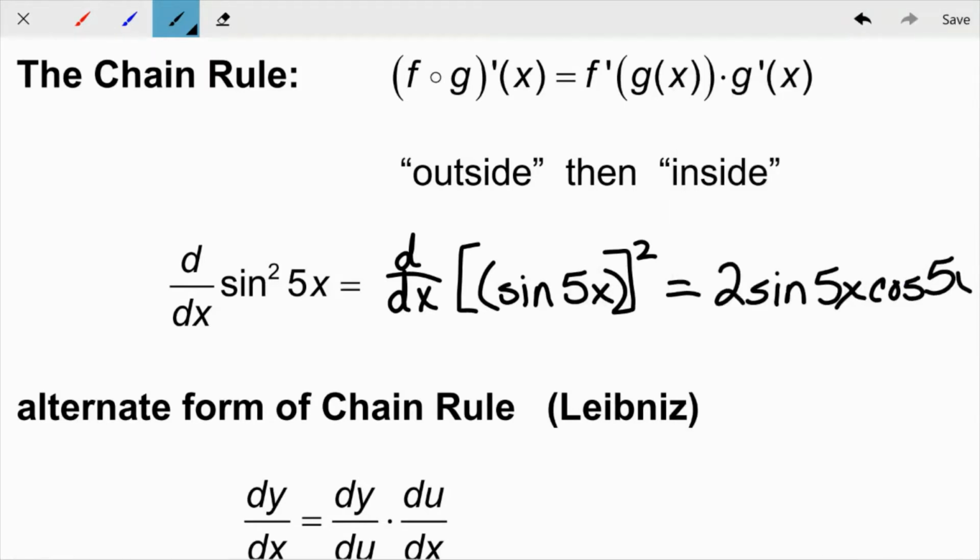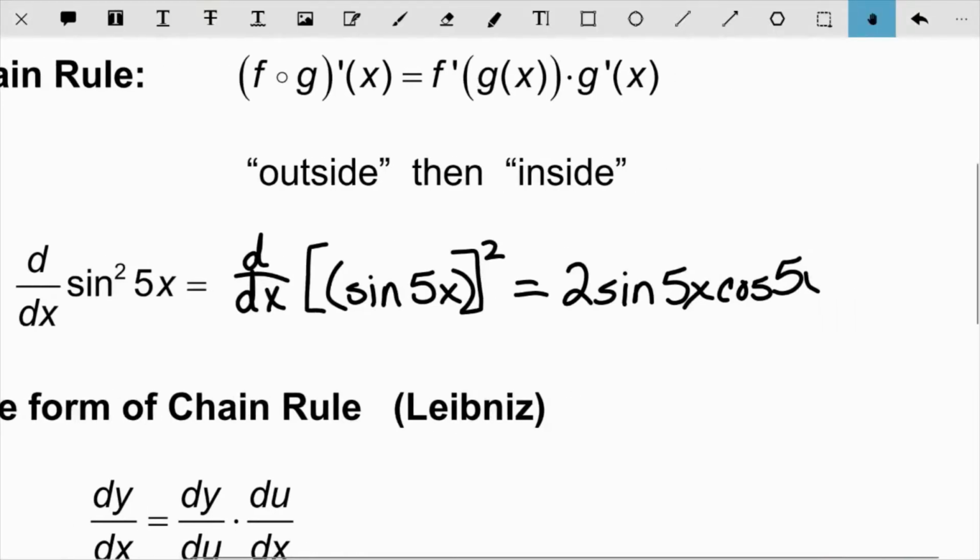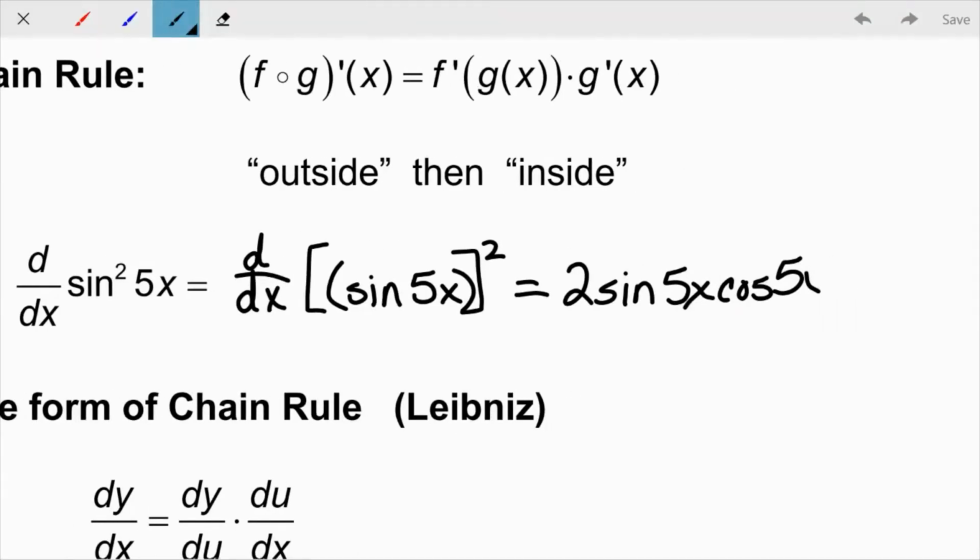Kind of running out of space here a little bit. So cosine of 5x times the derivative of 5x. So we really have 3 layers. We have the power rule layer, we have the trig function layer, and then we have the 5x. In the end, what I end up with here is 10 times the sine of 5x times the cosine of 5x.